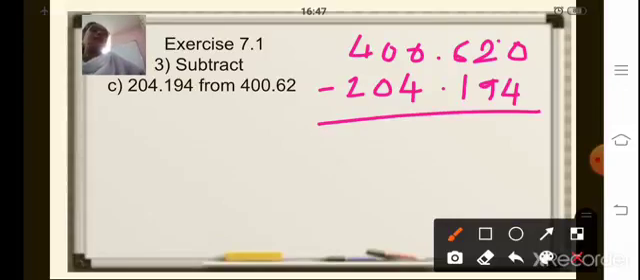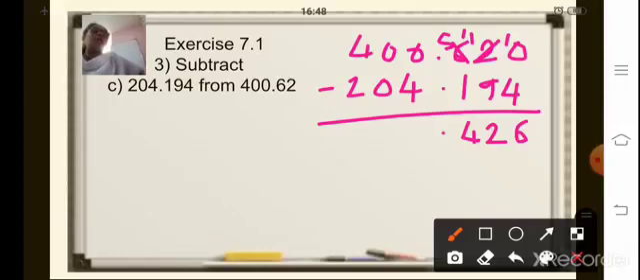You cannot subtract 4, so borrow from here 1. This will become 10. 10 minus 4 is 6. Now from 1 you cannot subtract 9, so borrow from here 6. This will become 5 and this will become 11. So 11 minus 9 is 2. 5 minus 1 is 4. Put the decimal point in the proper place.